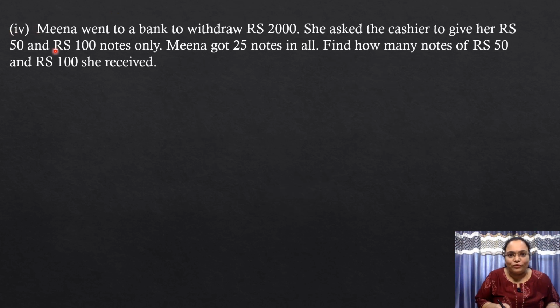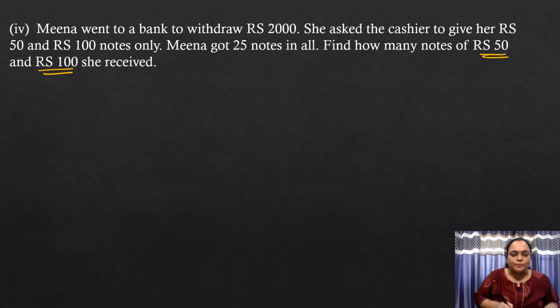So, let us solve the fourth question. Meena went to a bank to withdraw 2000 rupees. She asked the cashier to give her 50 rupees and 100 rupees notes only. Meena got 25 notes in all. Find how many notes of 50 rupees and 100 rupees she received. So we need to find how many 50 rupees notes and how many 100 rupees notes she received.